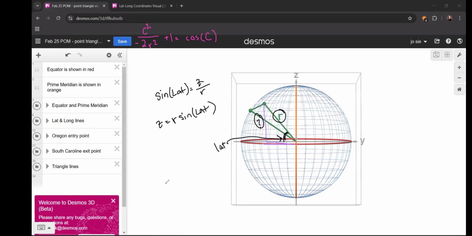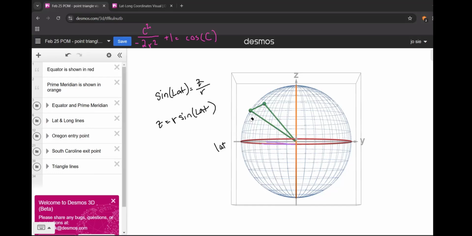And that's going to be true for both points. It doesn't matter that I visualized it here on the Oregon point. It's going to be a different latitude for my South Carolina point. So our sine of that latitude will give me the z coordinate for my South Carolina point.